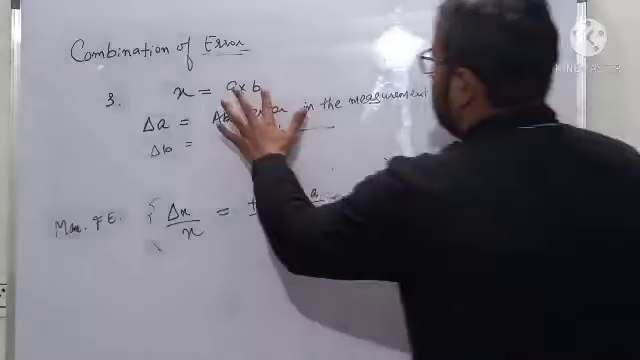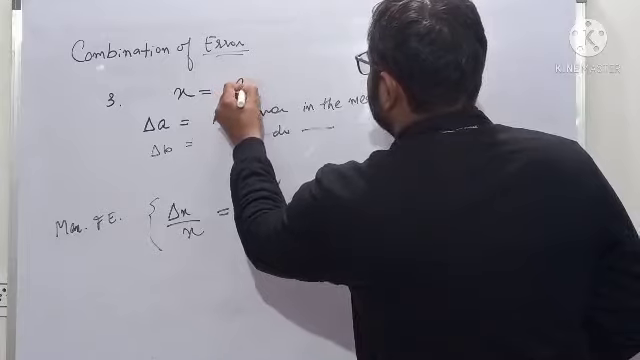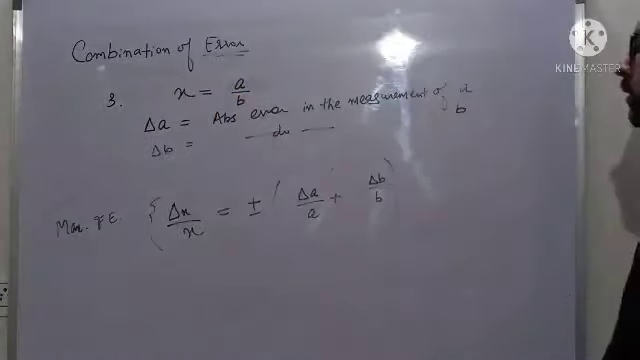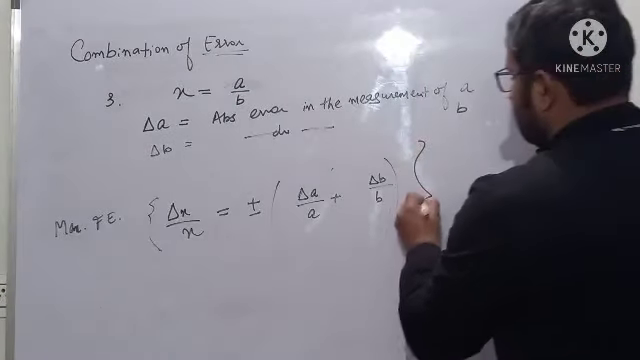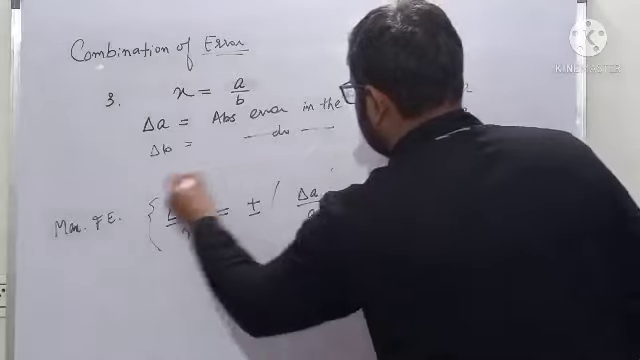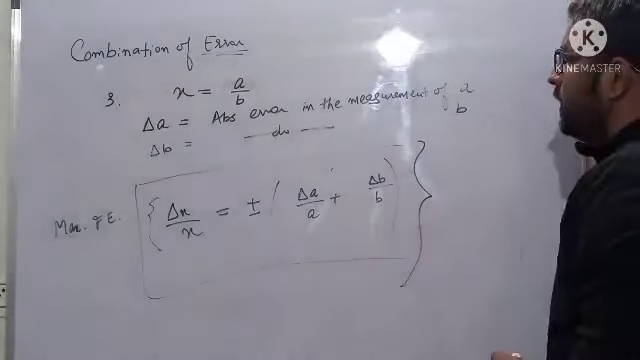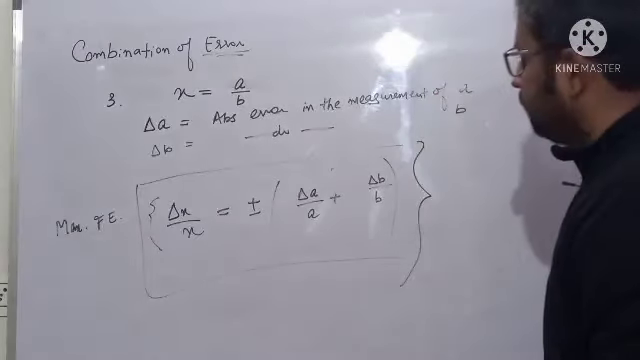Now, let us change this a bit. What happens when X is equal to A by B? For division of the two physical quantities, this equation will not change. It will remain the same as it was for the product of two physical quantities.